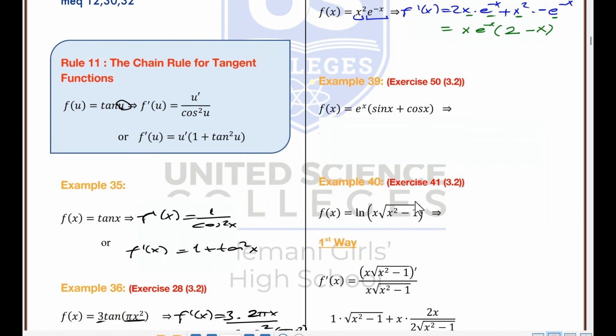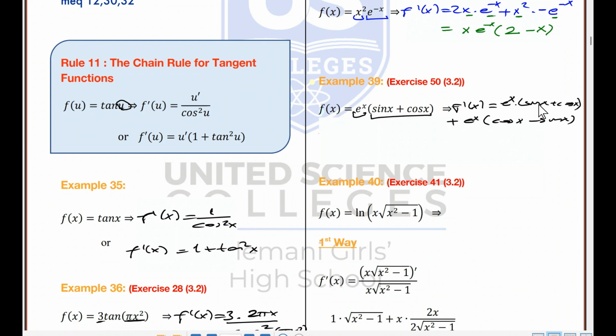Another exercise question. It involves exponential and trigonometric function. So f prime equals, first function is e to the x, second function is sine plus cosine. So derivative of the first, which is itself, times second, plus first times derivative of the second. Let's take derivative of each one by one. Derivative of sine is cosine. Derivative of cosine is minus sine.